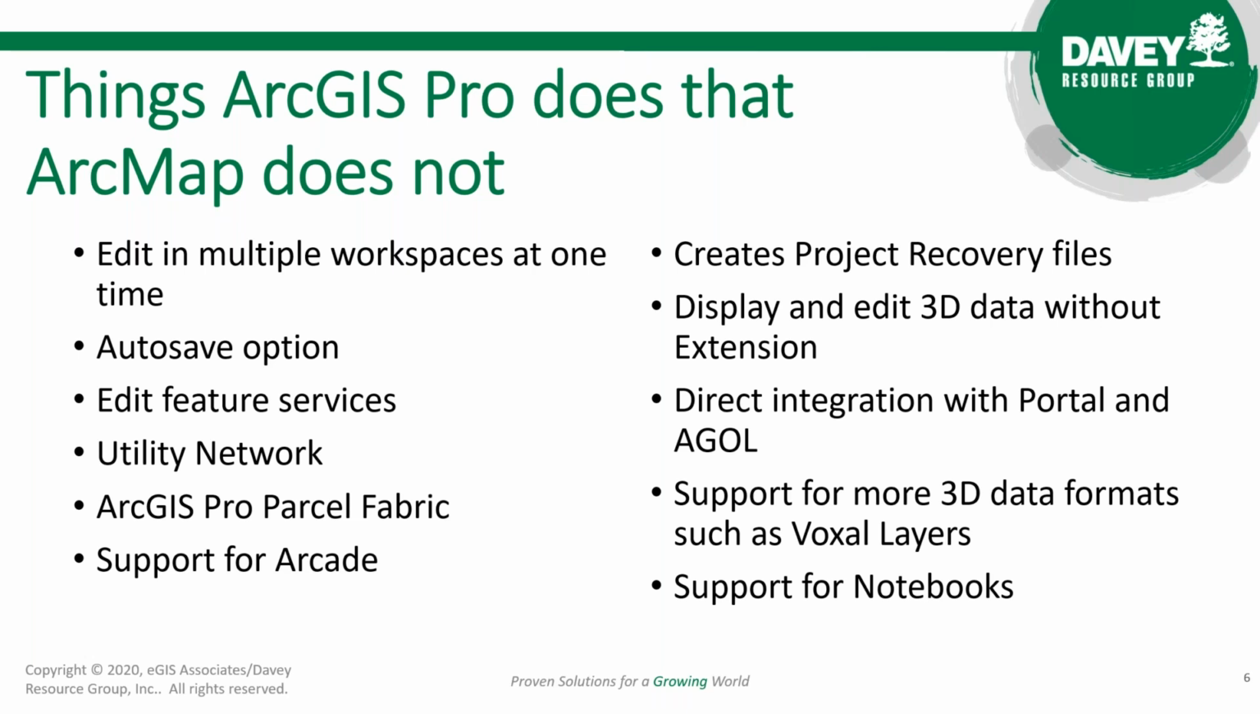Let's see, we've already talked about displaying 3D features, so that's good. There is direct integration with AGOL and Portal. We see that through licensing. By default, license assignments for Pro are handled directly through Portal or AGOL. We've got great increased support for 3D formats such as voxel layers, and greater support for LiDAR data. Esri also has their new notebooks, which, I'll be honest, I haven't had a chance to delve into, but that's now supported in Pro. That's new functionality you will not see in ArcMap, as well as Arcade, their new expression language.